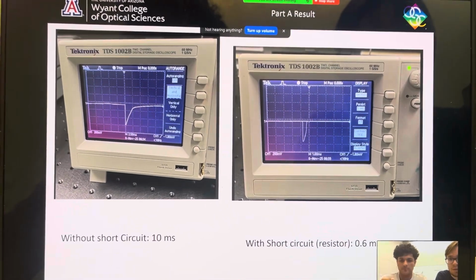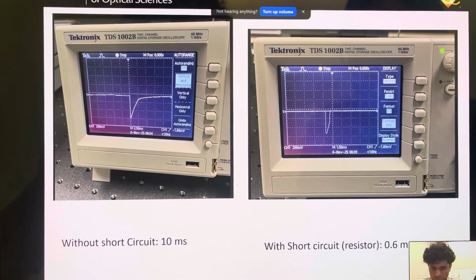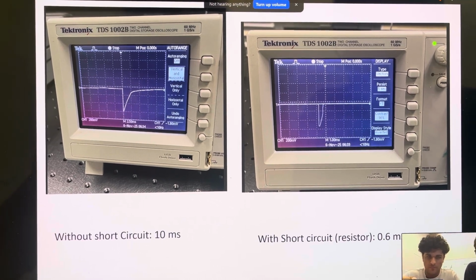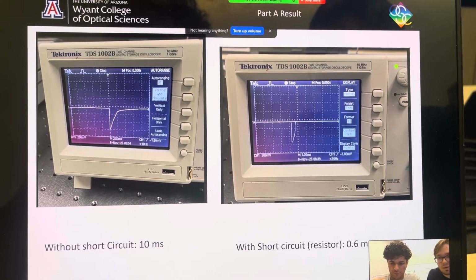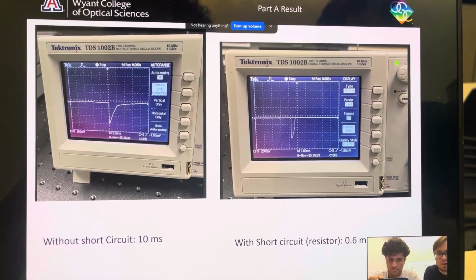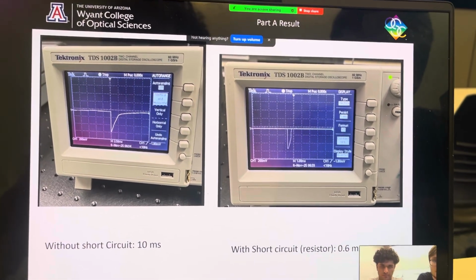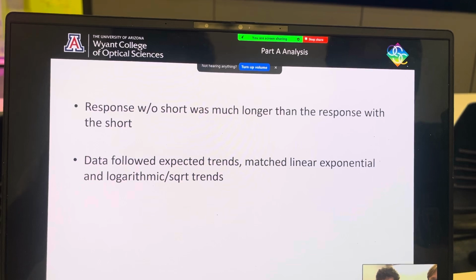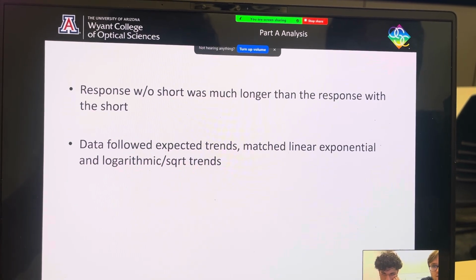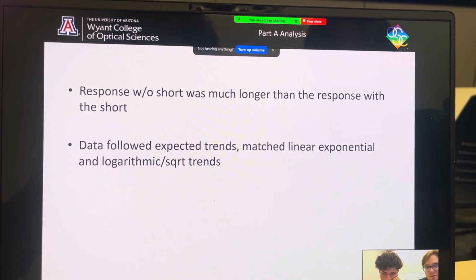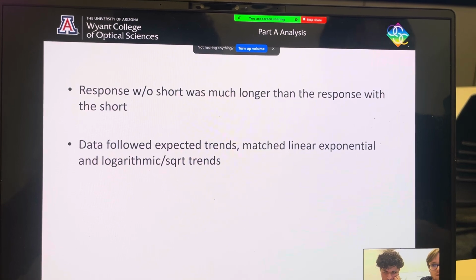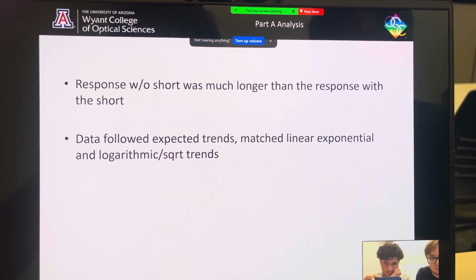And then for the final part of part A, we measured the response time for a photodiode with and without a short circuit. Without the short circuit, it was 10 milliseconds, but with the short circuit, it was 0.6 milliseconds. So the response without the short was much longer than the response with the short, and our graphs and data followed the expected trends: linear where it was expected to be linear, logarithmic where it was expected to be logarithmic, etc.